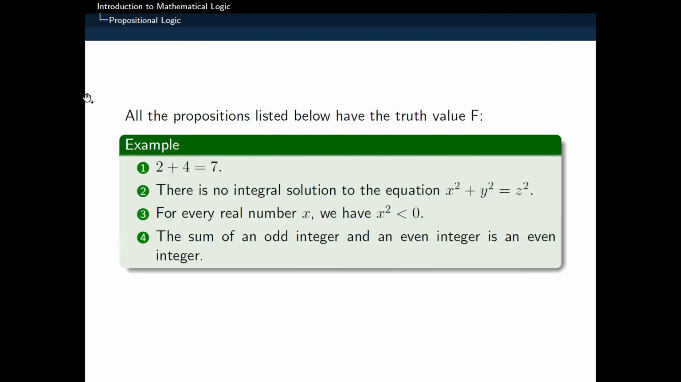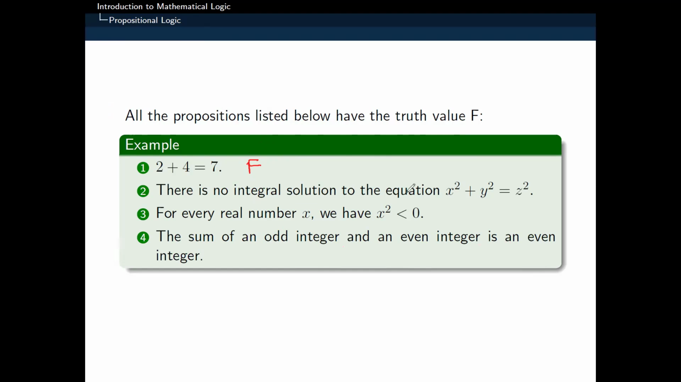Now check these examples. First example is 2 plus 4 equal to 7. It is not true, it is false, but still it is a statement. We call this a statement. This is a proposition. What is the value? The value is F. It is false.